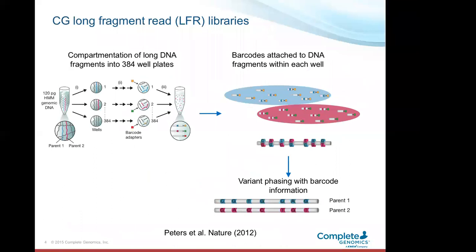In addition to the standard procedure, we have also developed long fragment read libraries, or LFR libraries. To prepare these libraries, the long DNA fragments are first compartmentalized into 384-well plates. Then within each of these wells, a unique barcode is attached to the DNA fragments. After sequencing, the barcode information can be used to phase the variants called in these genomes and provide haplotype information.